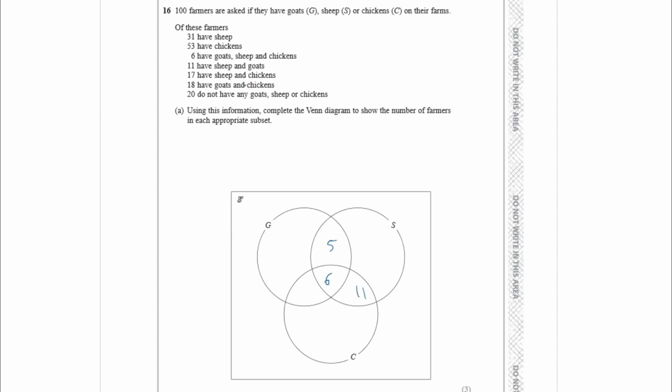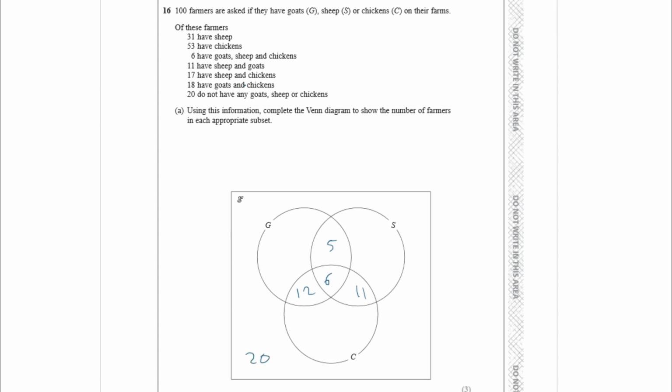So this is nice. 18 have goats and chickens. So there's not much for us to figure out here. 6 plus 12 is 18. So this is goats and chickens. And 18, okay, we've done that. 20 do not have any goats, sheep, or chickens. So 20 have none of the above. So 20 is on the outside.